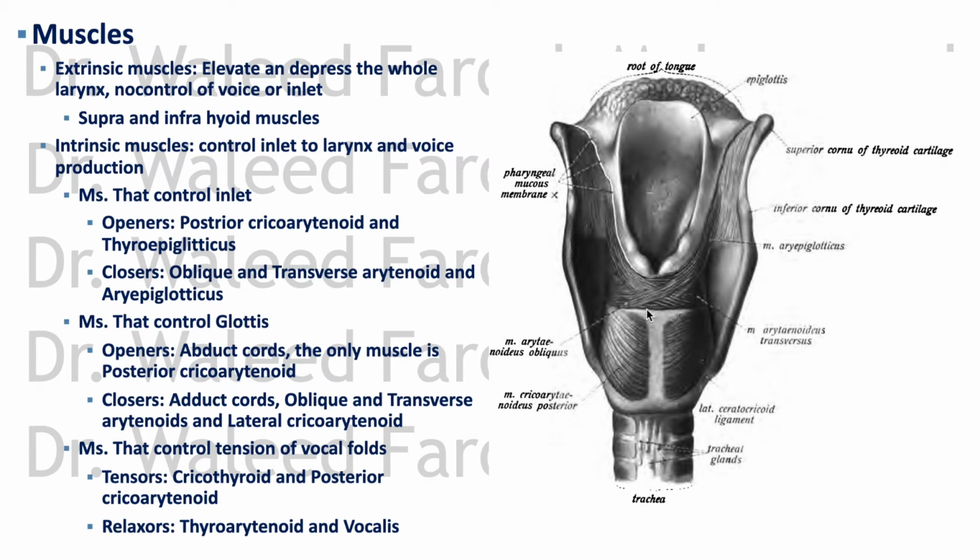Now, muscles that control the glottis. They either adduct the cords or abduct the cords. The openers or abductors of the cords, the only muscle we said is the posterior cricoarytenoid. It abducts the cords. And closers or adductors of the cords are the oblique and the transverse arytenoids, and the lateral cricoarytenoid. The lateral cricoarytenoid is present on the lateral side between the arch of the cricoid and the arytenoid process. It's not apparent here in this slide.